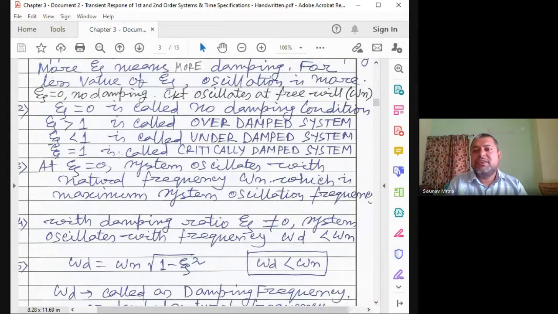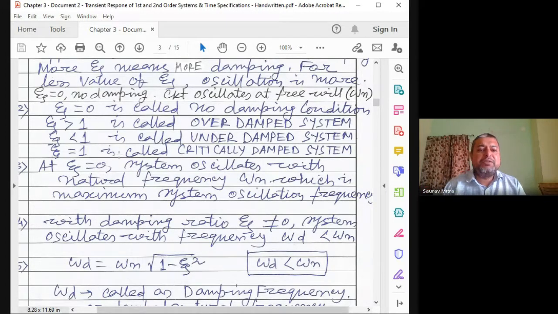Third case, zeta is equal to 1. This is called critical damping, the best case. In critical damping there will be no oscillation. So out of these 4 responses, oscillation you will find for zeta is equal to 0. That is an undamped oscillation, natural response. Sustained oscillation, top peak, bottom peak, they are the same.